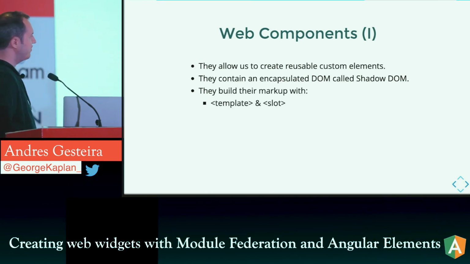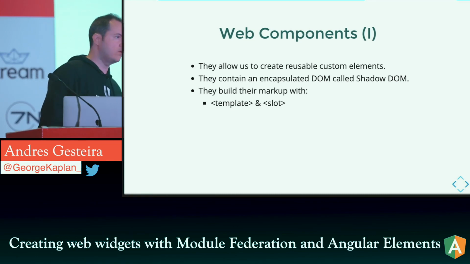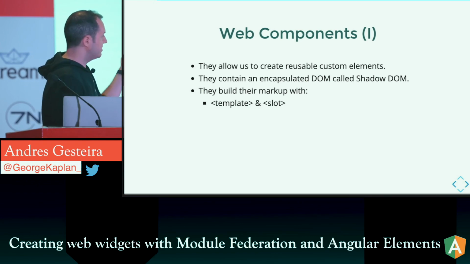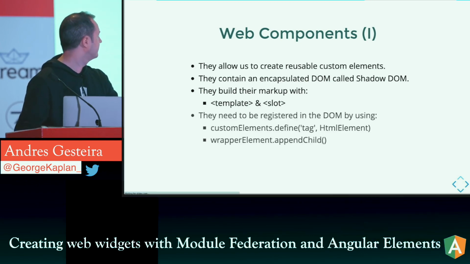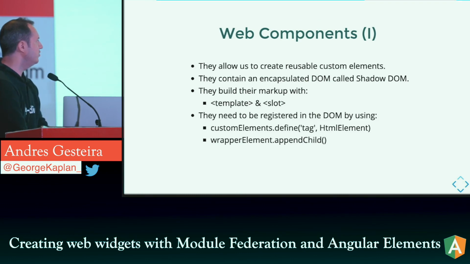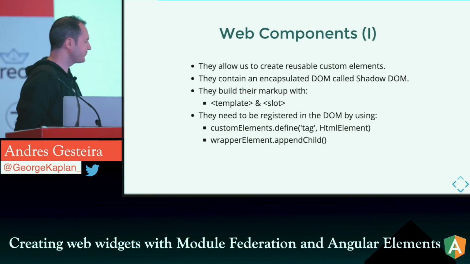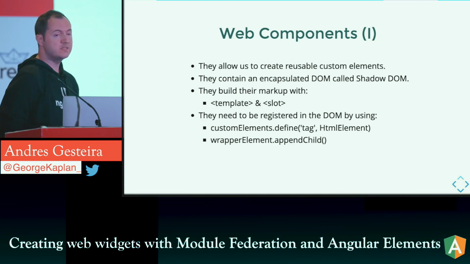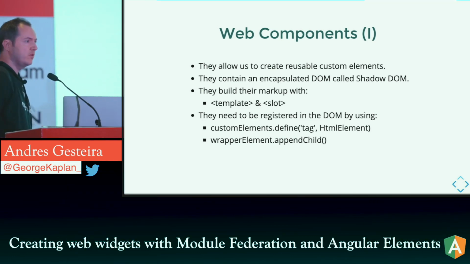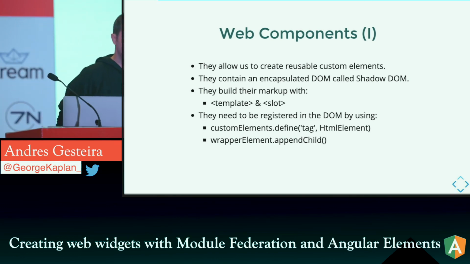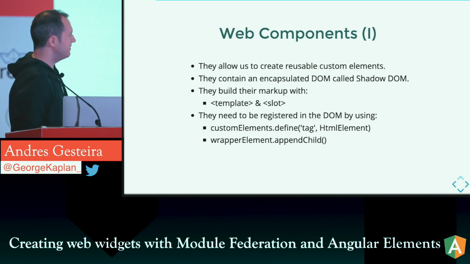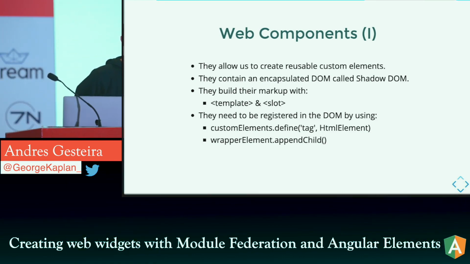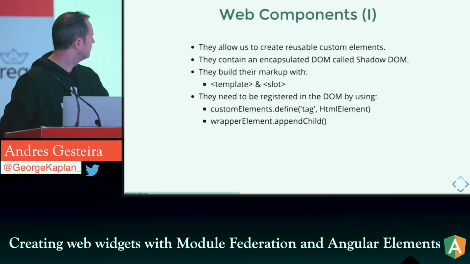And they are built with this kind of markup that actually looks very similar to Angular, because if you think of it, template is pretty much like ng-template, and a slot is pretty much like ng-content. And they need to be registered in the DOM by using the window global object customElements.define. With that method, we define a tag for the custom element, and then an HTML element, and then we wrap it into some wrapper element by using appendChild.